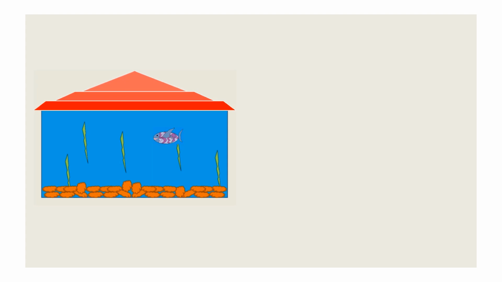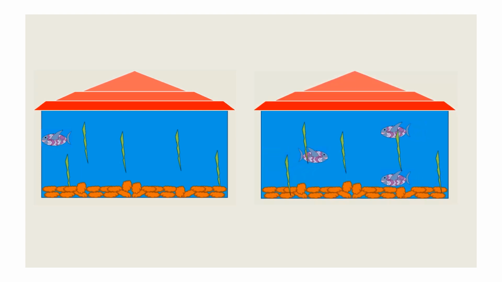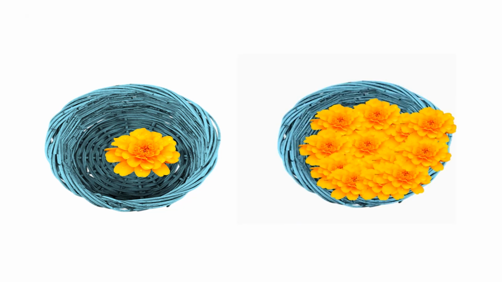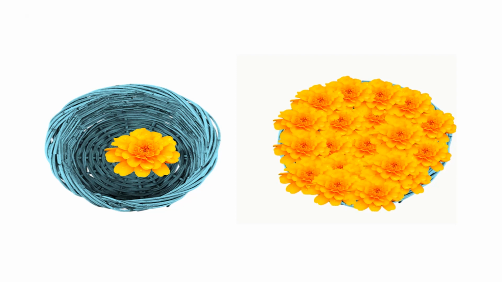Now how many fishes do you see in this aquarium? 1, right. Now how many fishes do you see in this aquarium? 3. Very good. Now how many flowers do you see in this basket? 1. How many flowers do you see in this basket? Many. We can't count it. It's many. Now, how many pencils do you see here?